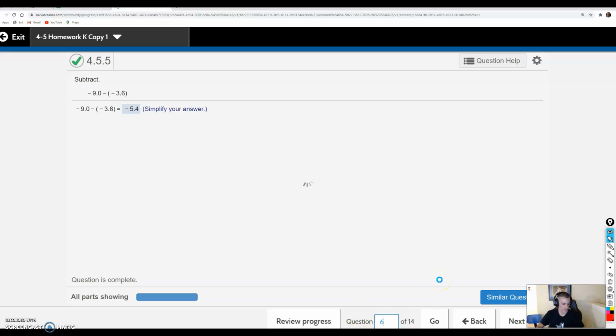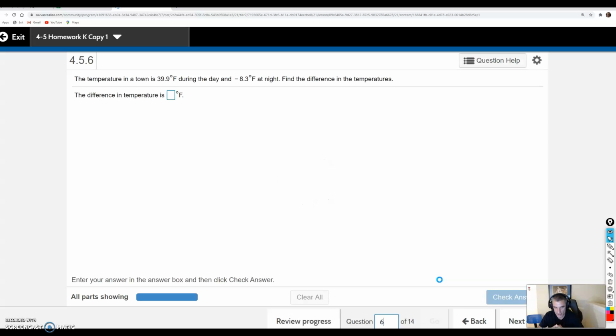And now it's going to waste our time by loading slowly as the valuable seconds tick away.